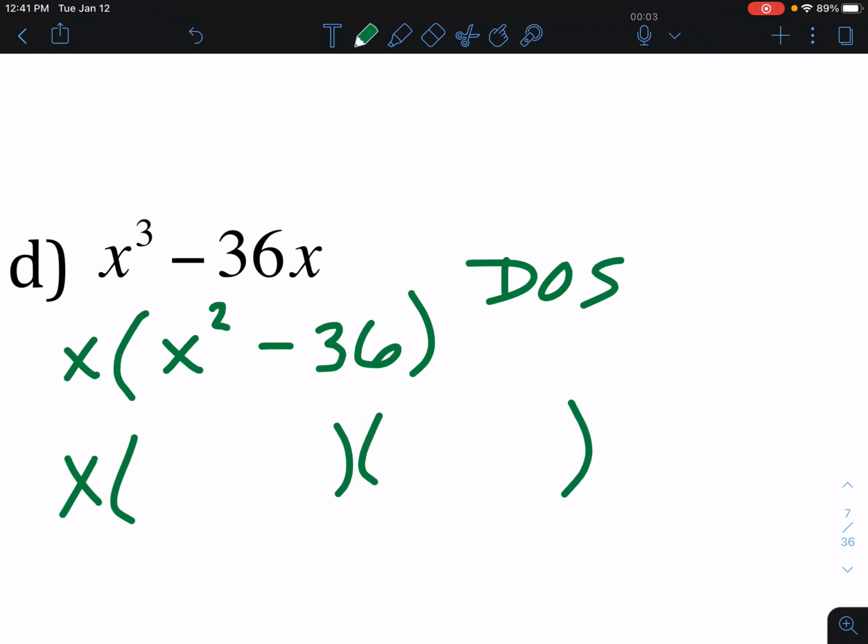Okay, so now, remember the signs for difference of squares are always plus minus, and then you square root the 36. Remember, 36 is a perfect square. You can square root it.